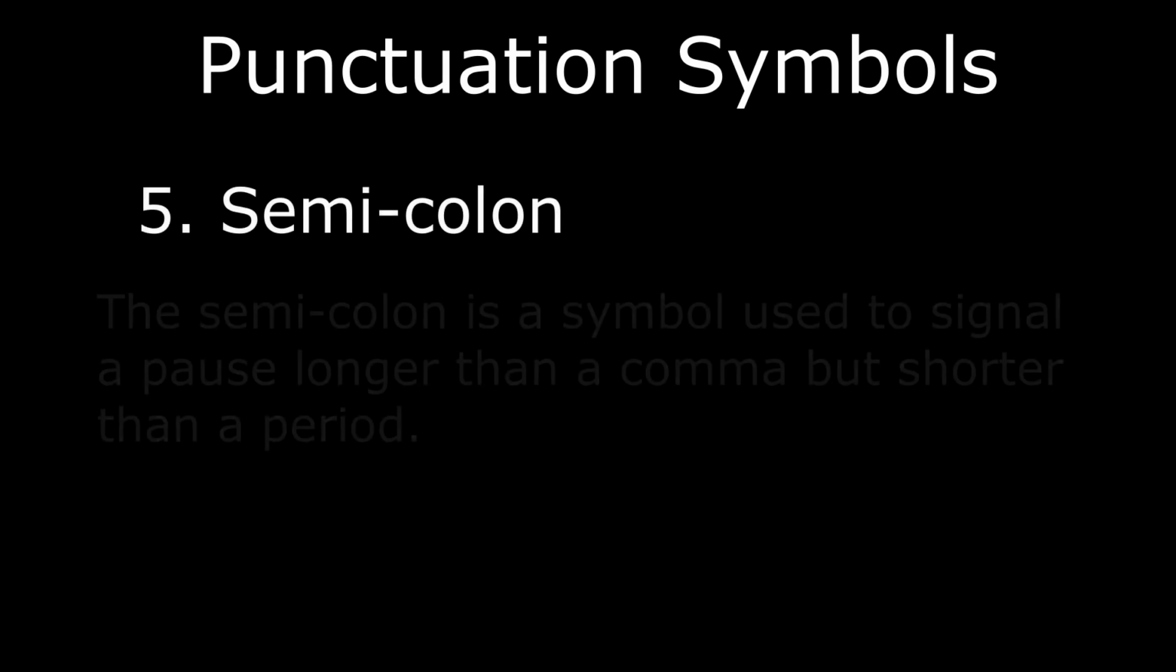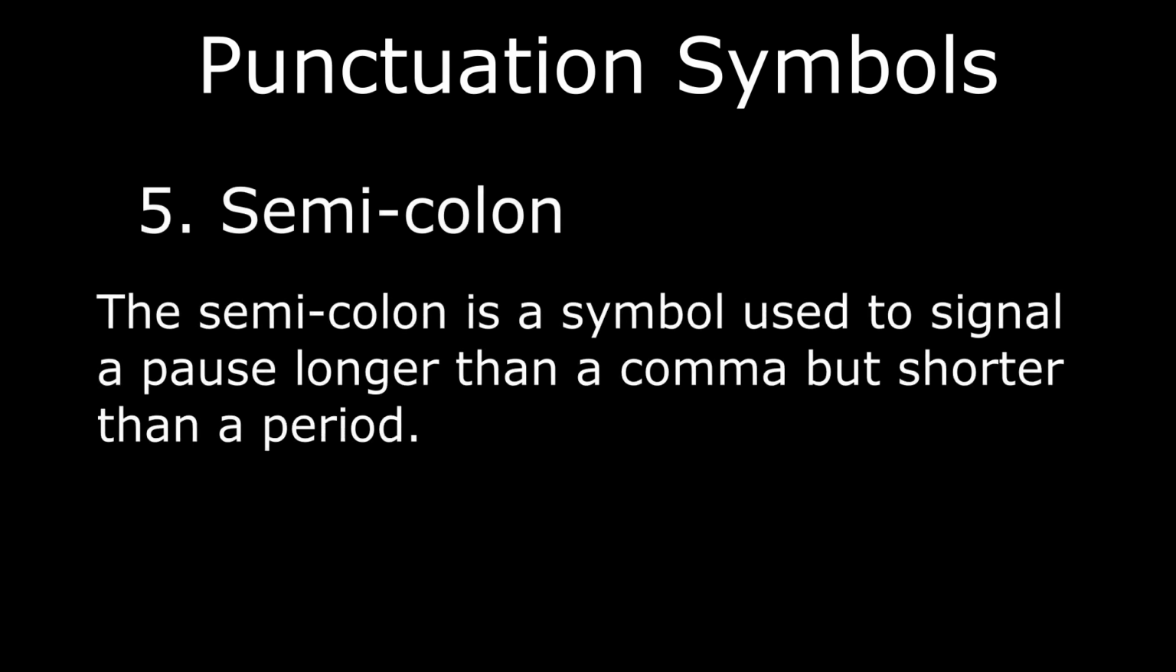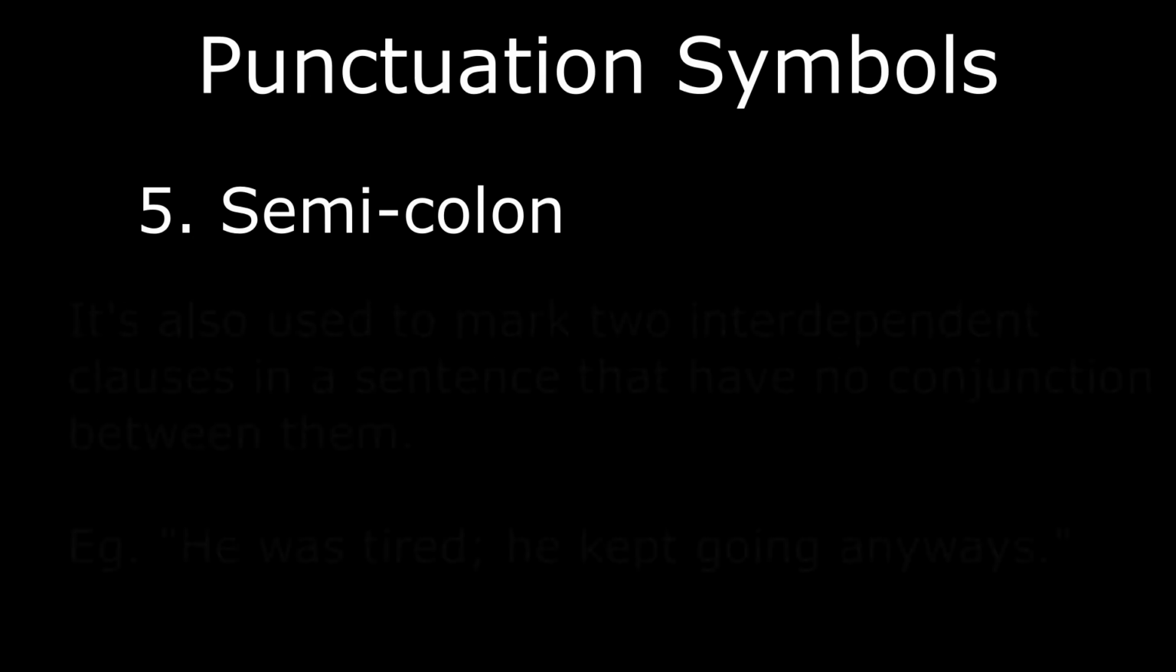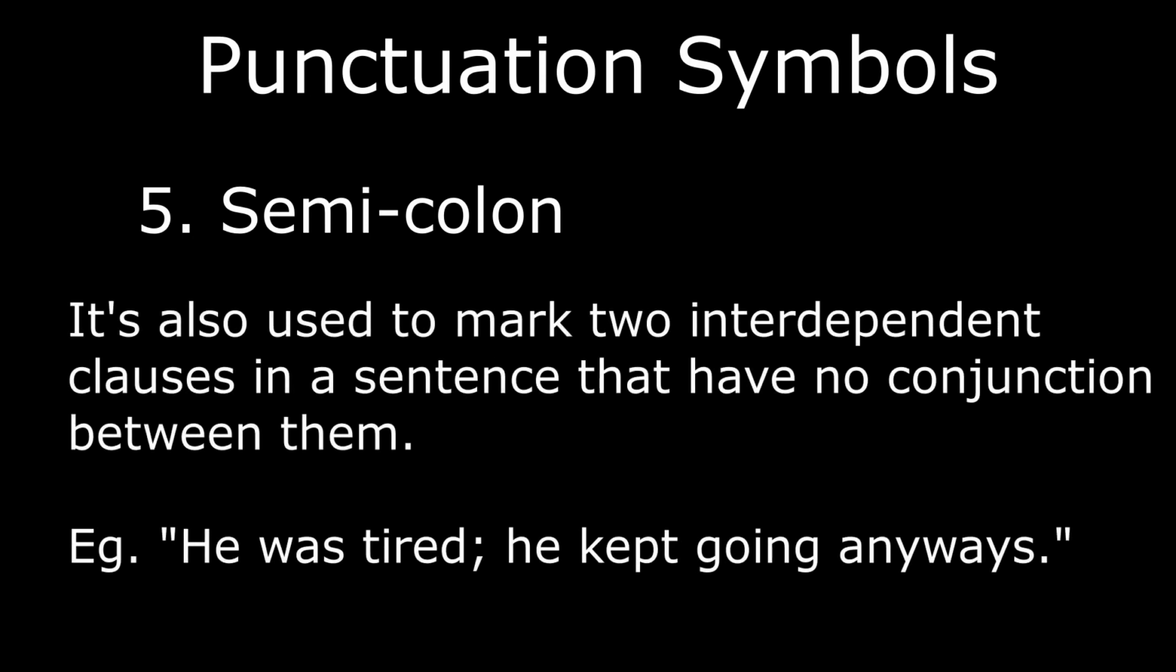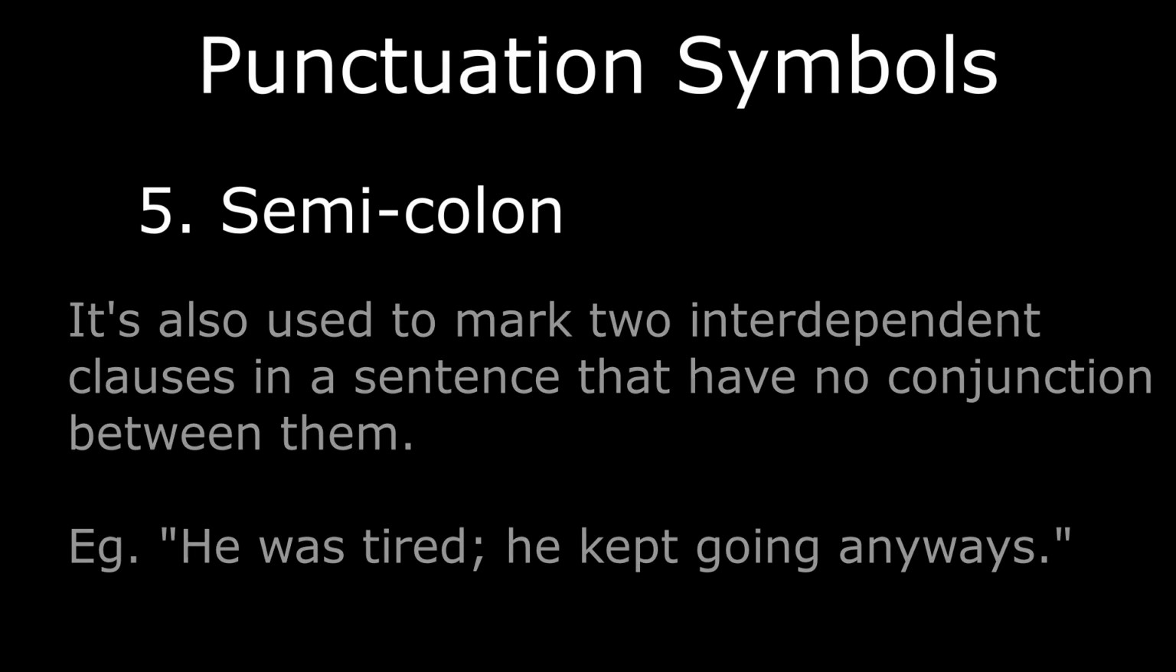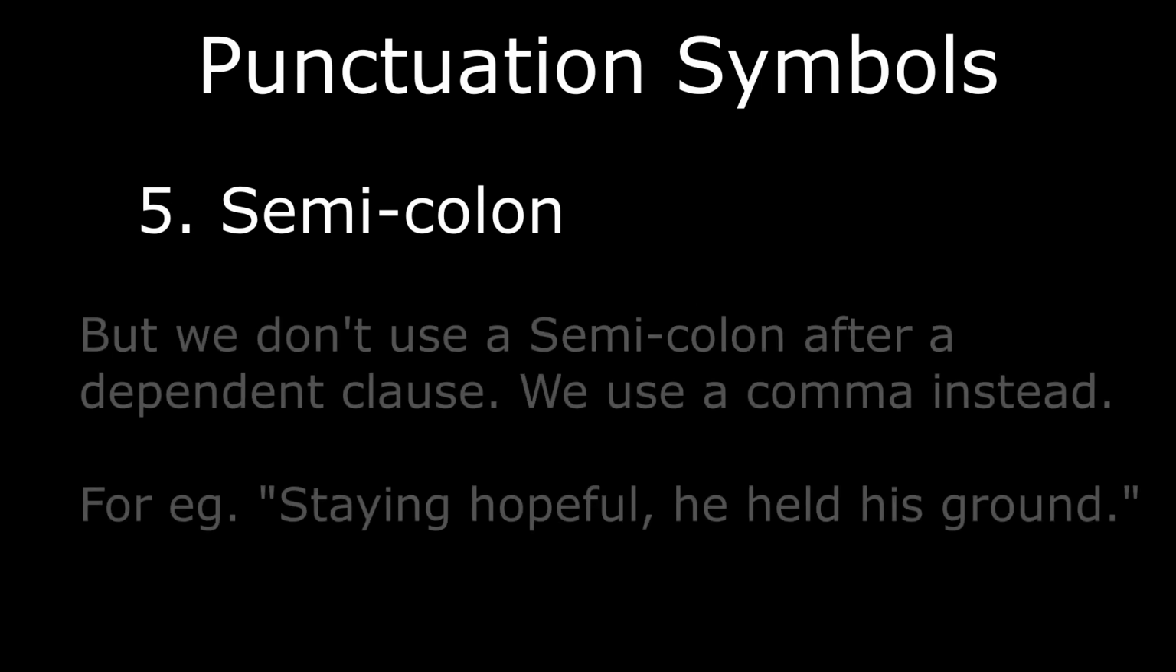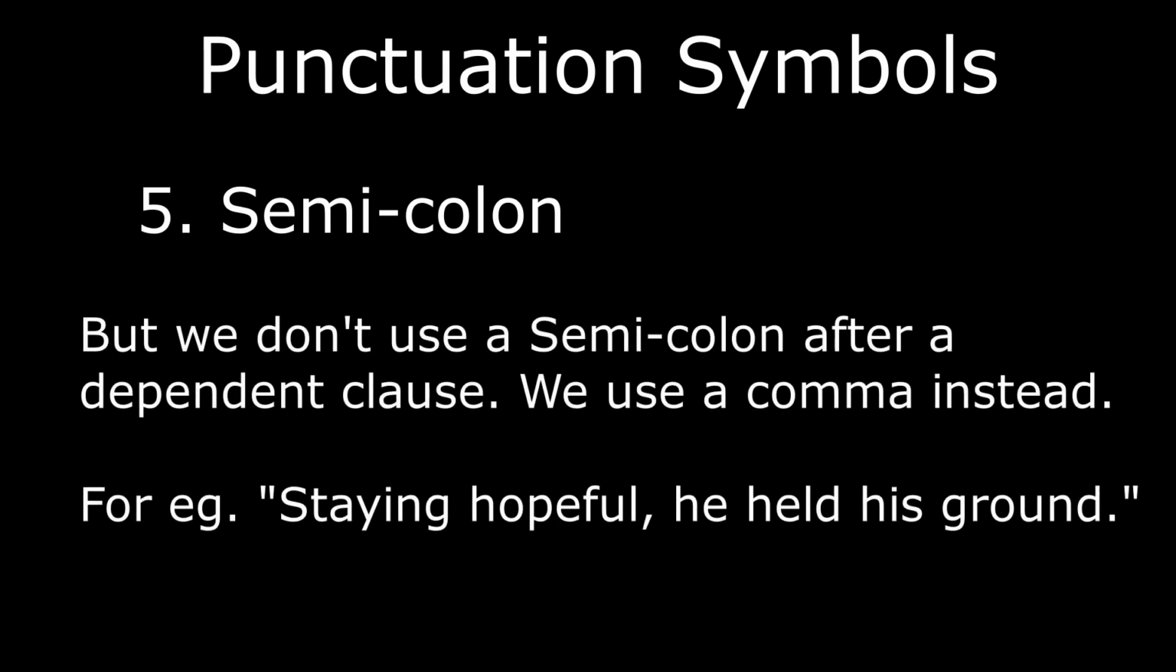Semicolon. The semicolon is a symbol used to signal a pause longer than a comma but shorter than a period. It's also used to mark two independent clauses in a sentence that have no conjunction between them. For example, he was tired; he kept going anyways. But we don't use a semicolon after a dependent clause. We use a comma instead. For example, staying hopeful, he held his ground. Semicolons are never used as a substitute for a colon.